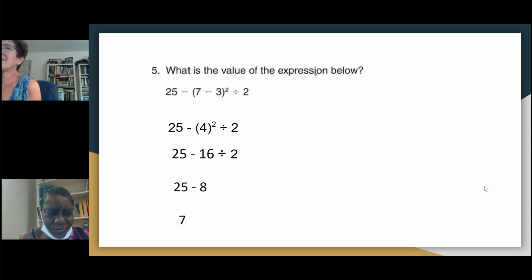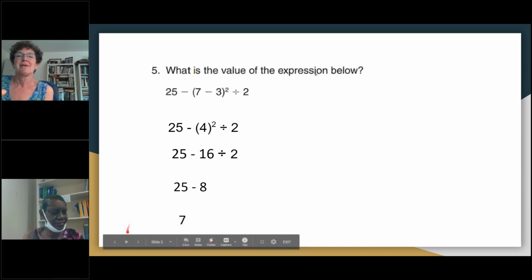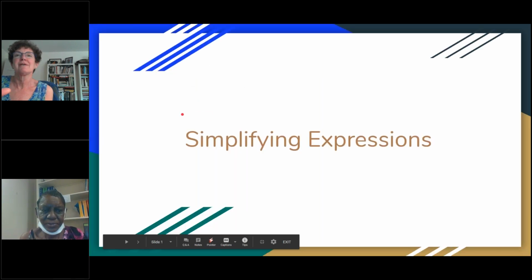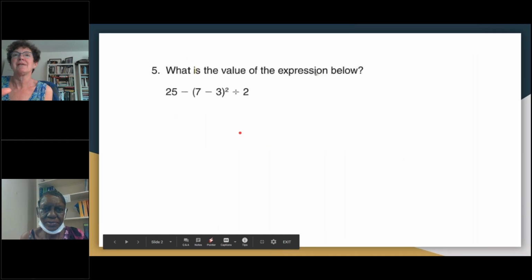Well, this one is, we're talking about simplifying expressions. So we're talking about when you have a string of numbers like this, what do you do first? Okay. So I'll go back and talk about that again so you can start with me. Let me just go back here. That was my beginning.